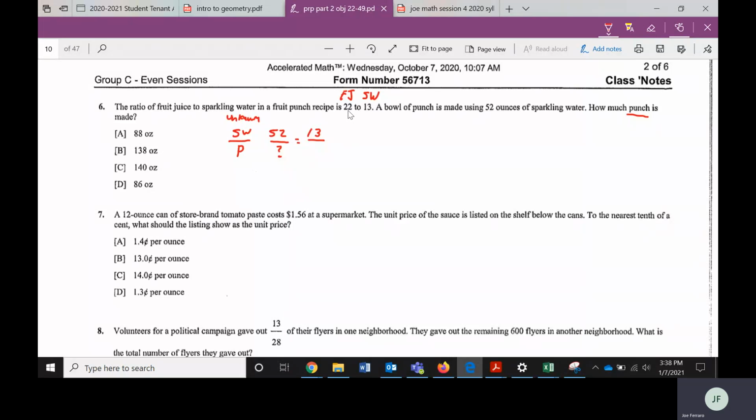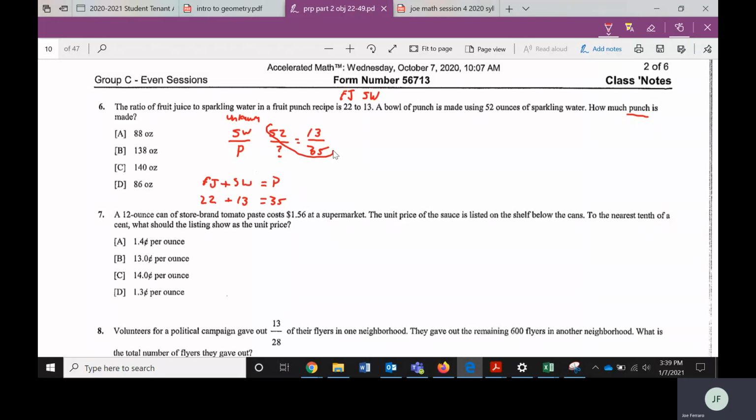So now if we need to find how much punch is given to us. Well, if there's 22 fruit juice and 13 sparkling water, well, the way that you find the punch is you take the fruit juice plus the sparkling water. That equals your punch. So in our known pair, we have 22 and we have 13 sparkling water. We add them together and we're going to get 35. So in our known pair, 35 is the number of punch. Okay, so that's the little extra in this problem that we didn't do on the first page.